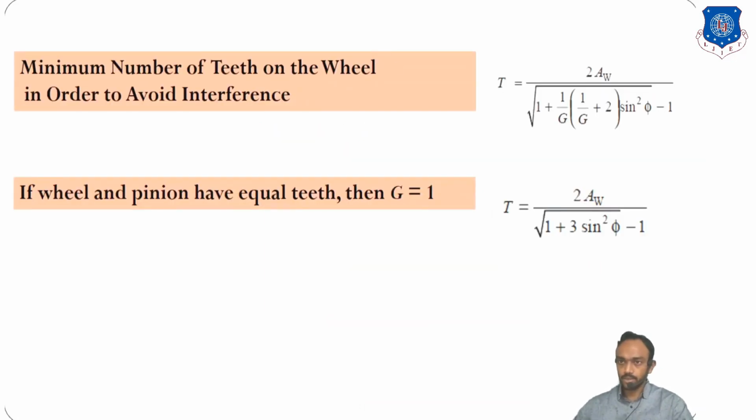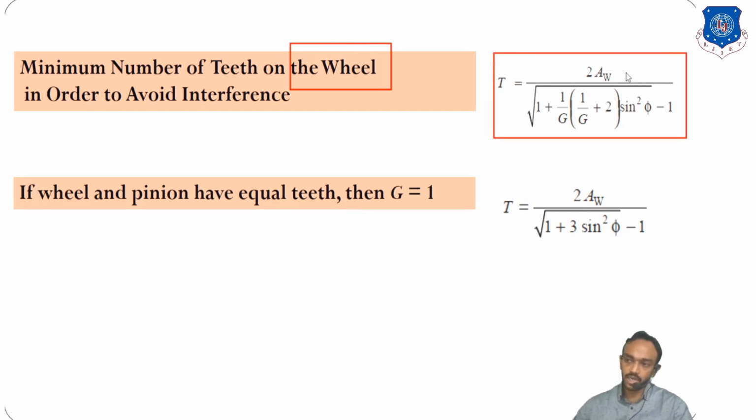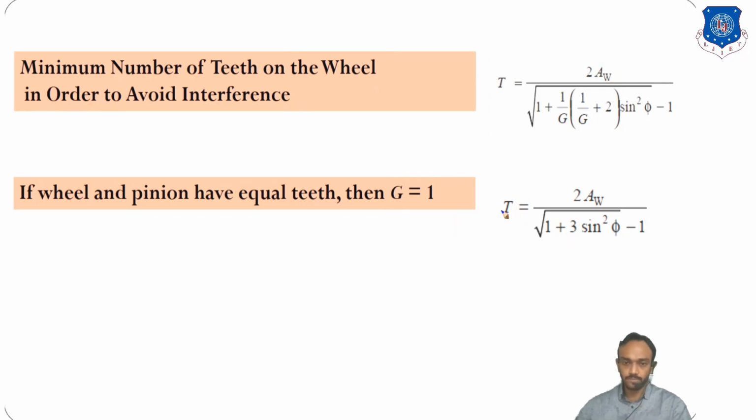And the same way you can derive it for the wheel. So capital T is equal to AW here, AW for the wheel, over the square root of 1 by G plus 2 sin² φ minus 1. And if G is equal to 1, what will happen? If G is equal to 1, this will be 1 and 1. So 1 plus 2 is equal to 3, so 3 into sin² φ. And the equation becomes simple.